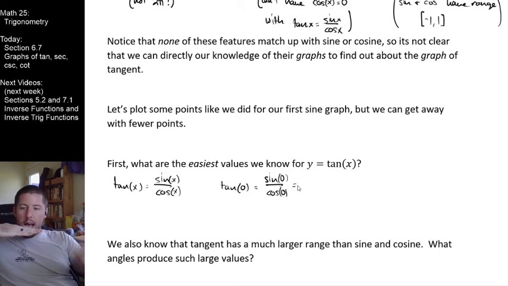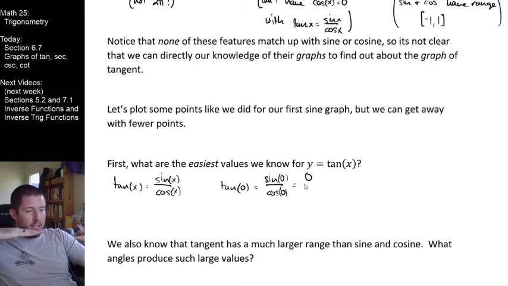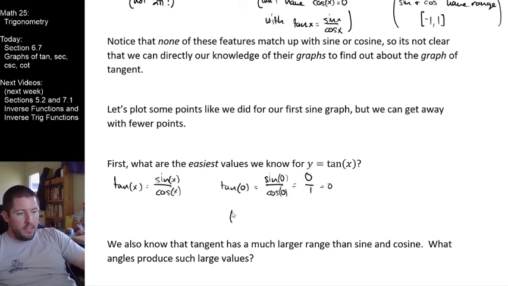Sine of 0 says, what's the height of this point? It's 0. We haven't gone up or down at all. What's the width of this point? It's 1. We've gone a full 1 unit from the radius to the right here. So it looks like tangent of 0 is 0. So that says to me the point (0, 0) is on the graph right there. That's always a nice point to have on a graph.